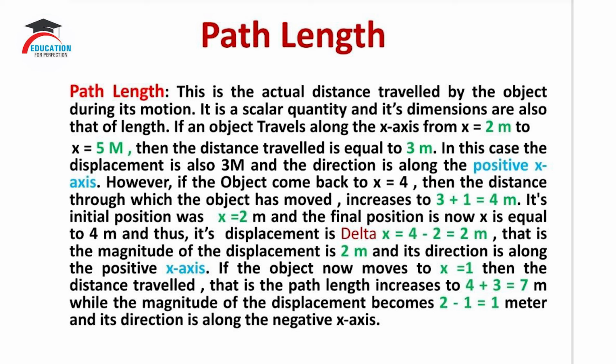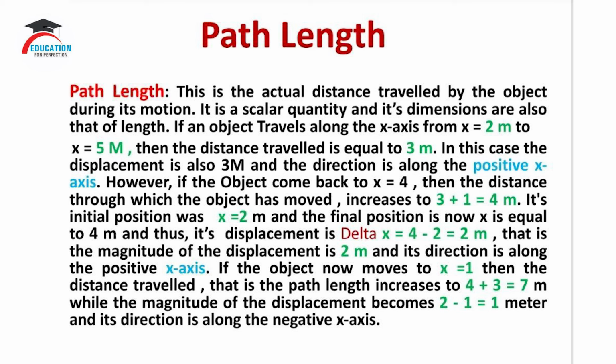Now, let us try to understand the next term, that is path length. This is the actual distance traveled by the object during its motion. It is a scalar quantity and its dimensions are also that of length. If an object travels along the x-axis from x equal to 2 meters to x equal to 5 meters, then the distance traveled is equal to 3 meters. In this case, the displacement is also 3 meters and the direction is along the positive x-axis.